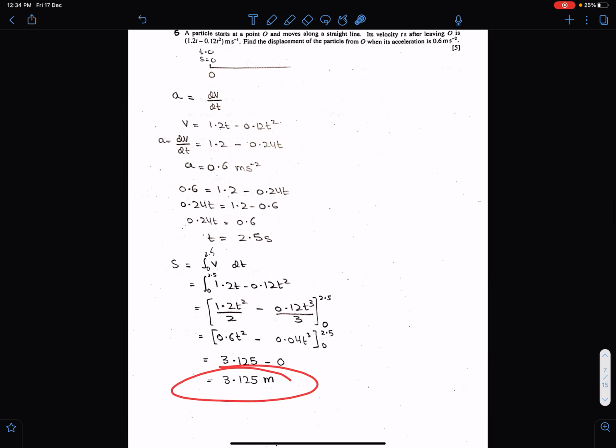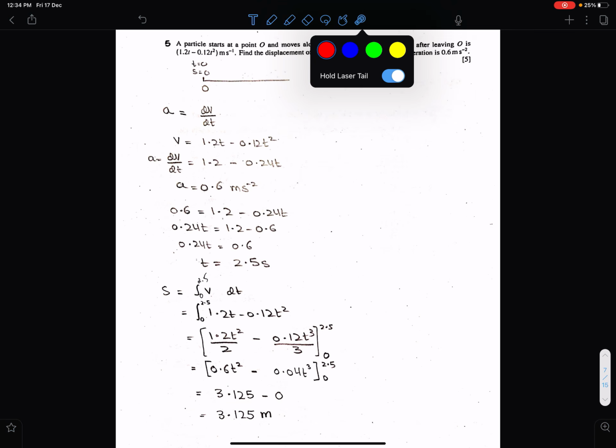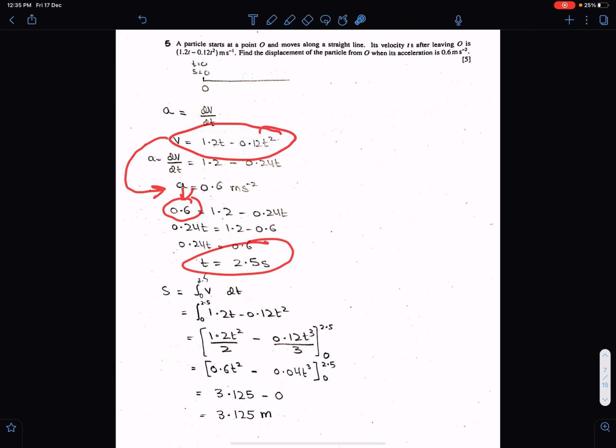This question is very simple. We had the equation of velocity, we had acceleration, and we need displacement at this instant, or displacement till this value of t. So first differentiate v and get the equation of acceleration, then use acceleration 0.6 and get the value of t, and then integrate velocity from 0 to 2.5 for the displacement.